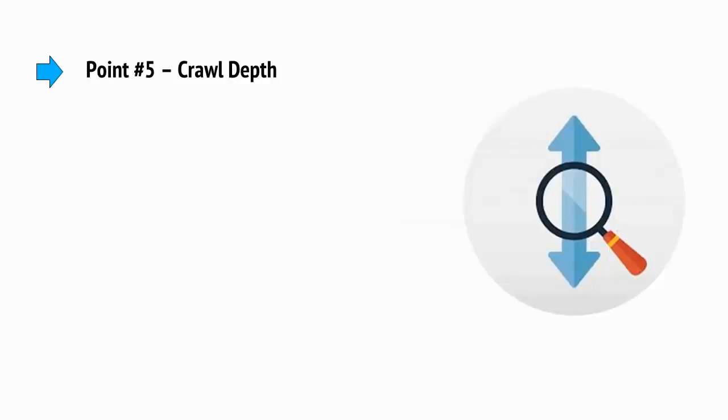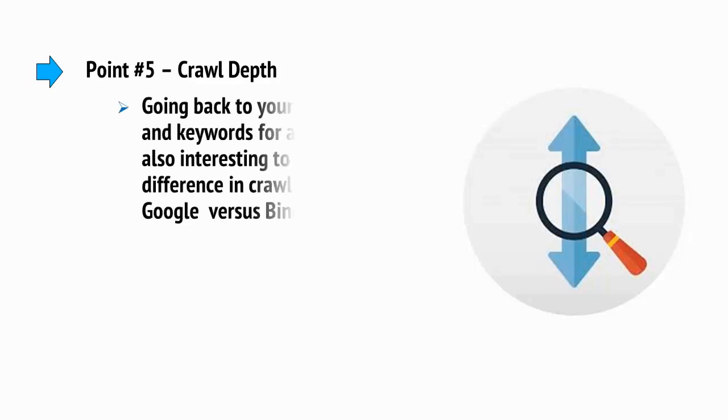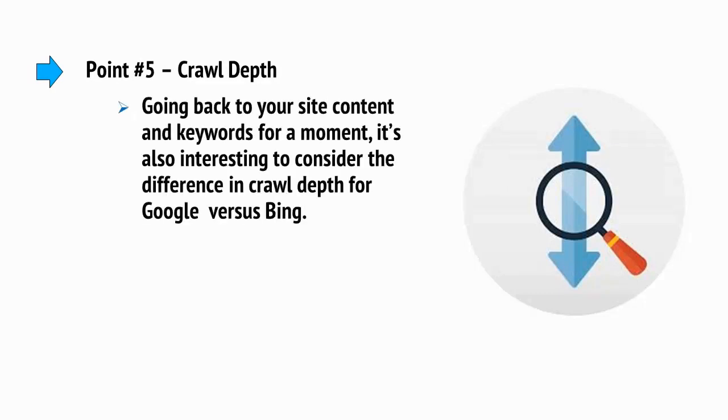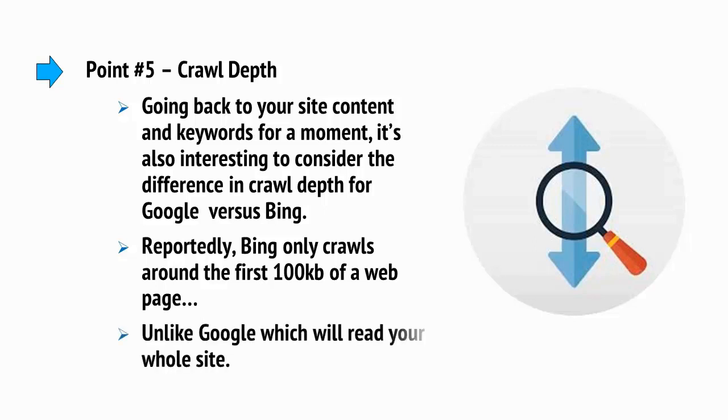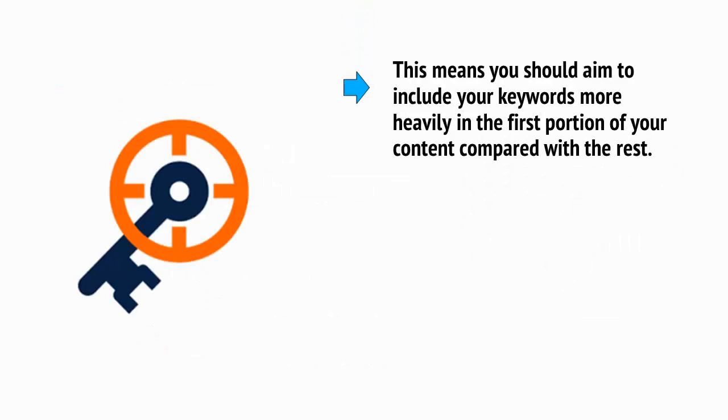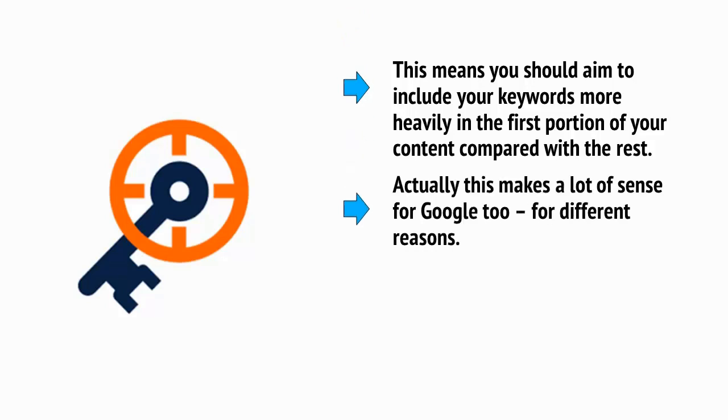Point number five, crawl depth. Going back to your site content and keywords for a moment, it's also interesting to consider the difference in crawl depth for Google versus Bing. Reportedly, Bing only crawls around the first 100 kilobytes of a web page, unlike Google, which will read your whole site. This means you should aim to include your keywords more heavily in the first portion of your content compared with the rest. And this actually makes a lot of sense for Google too, but for different reasons.